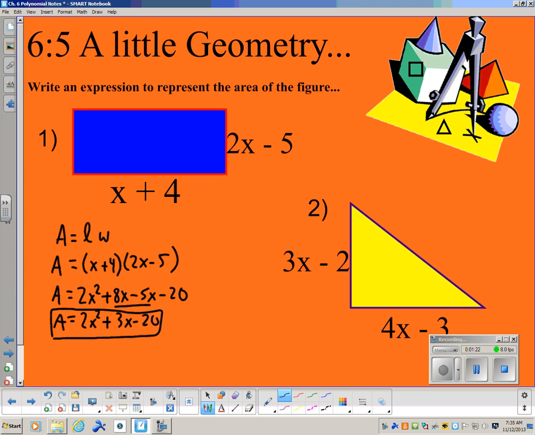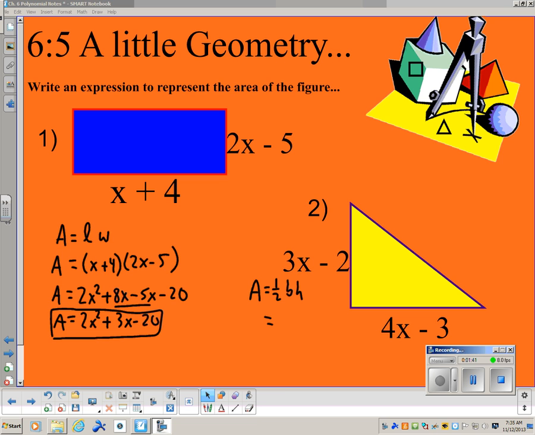Number 2, if you notice here, we're supposed to find the area of this figure, and we've got an area of a triangle. So to find the area of a triangle, we can simply do 1/2 the base times the height. And our base in this case is 4x minus 3. So we can do 1/2 times 4x minus 3. And then our height there makes a 90-degree angle with the base, and sure enough it does, and your height there ends up being 3x minus 2.